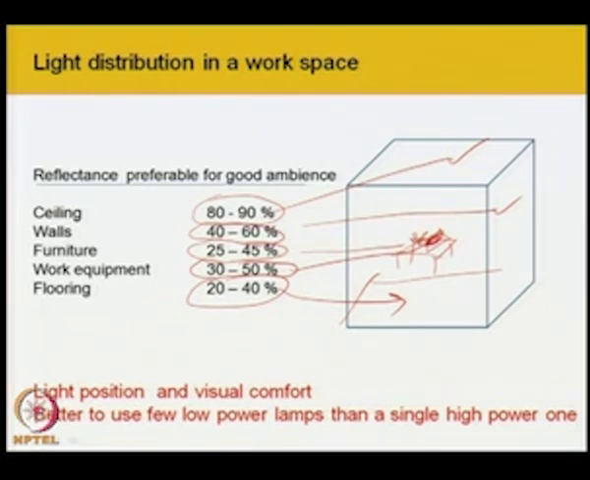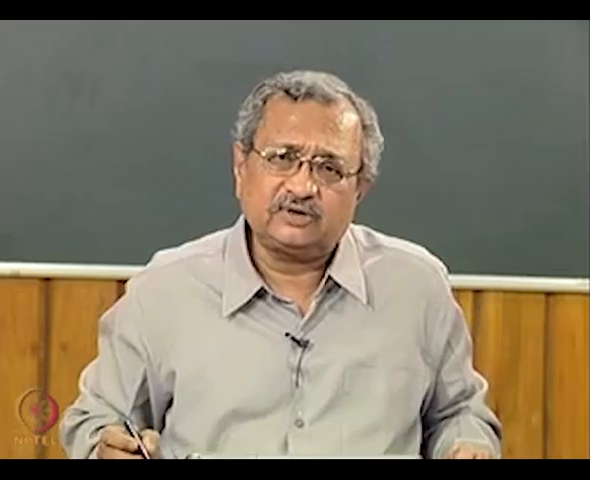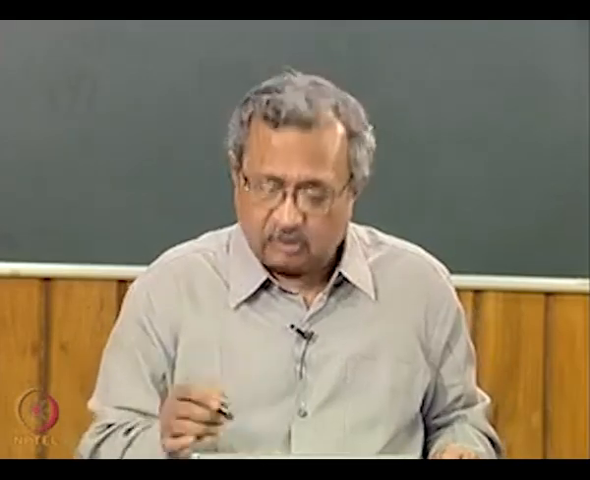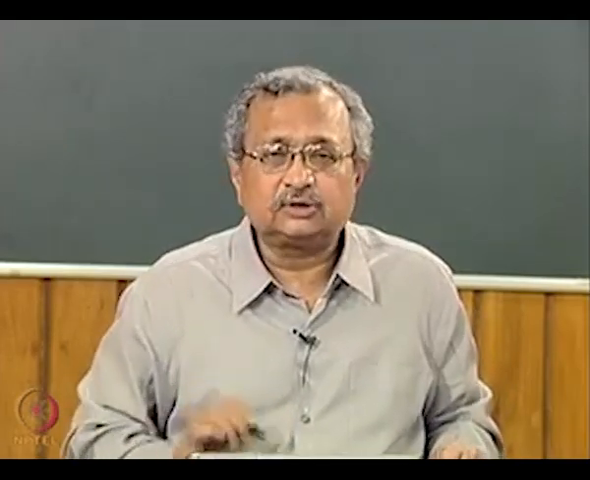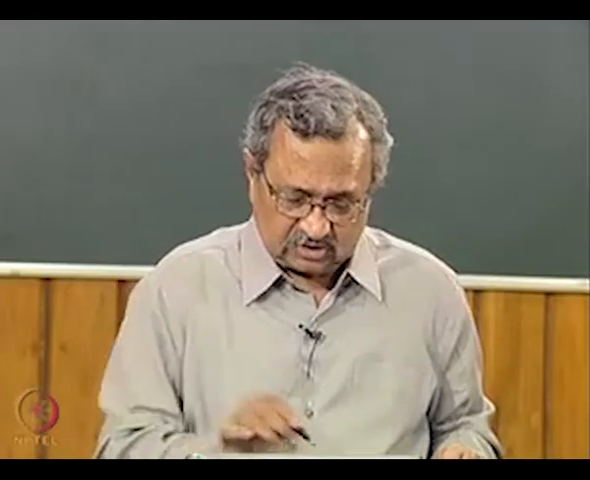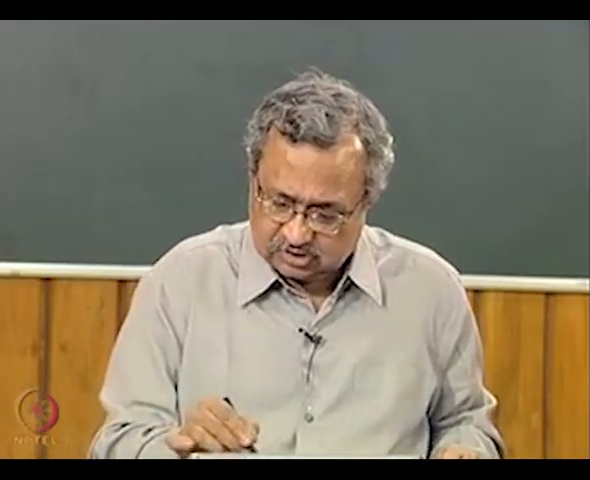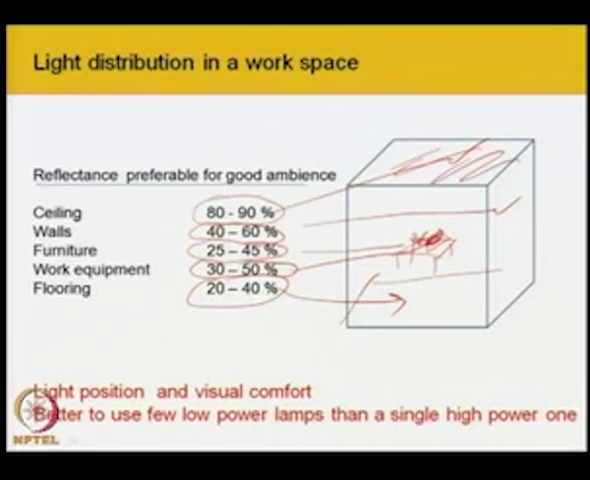Now, how can we make this arrangement of reflectance? A variety of different colors have different reflectance values. Accordingly, if the colors are used, it will be better. Like white color has around 80 to 90% reflectance. So, if we use that on the ceiling, obviously it will reflect that type of light. So, this is one type of application.